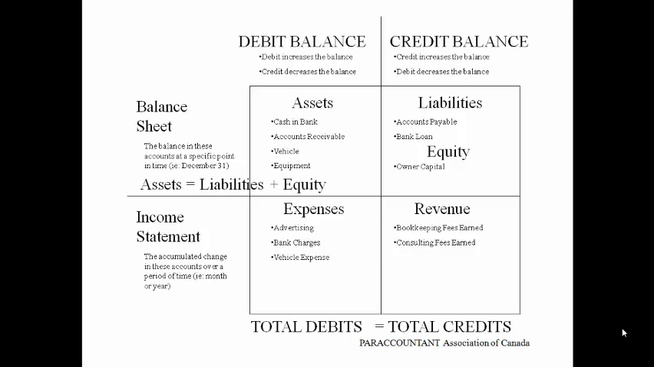Assets equal liabilities plus equity is called the balance sheet equation. Revenue minus expenses equals net income. This is the income statement equation. This concludes the accounting puzzle.